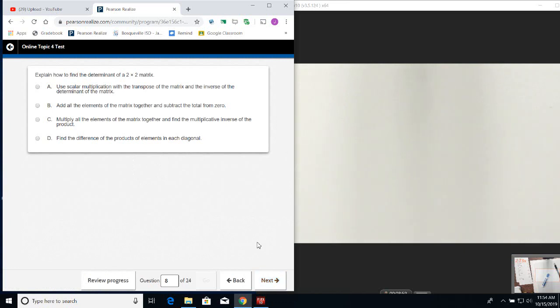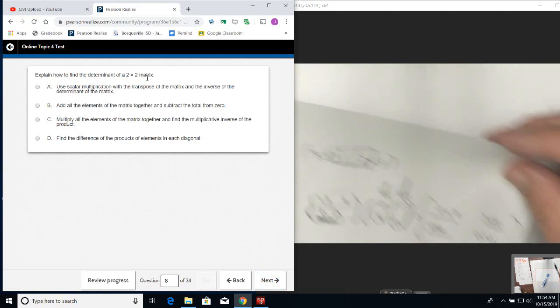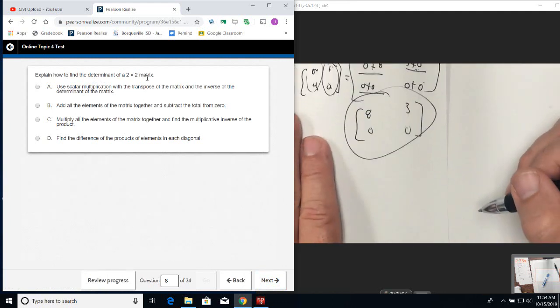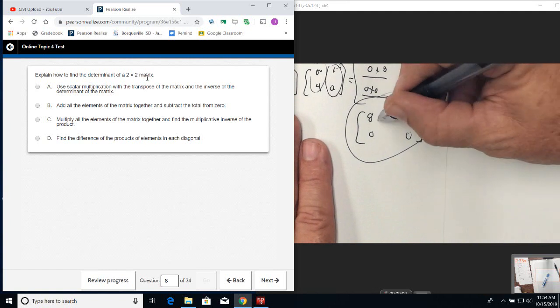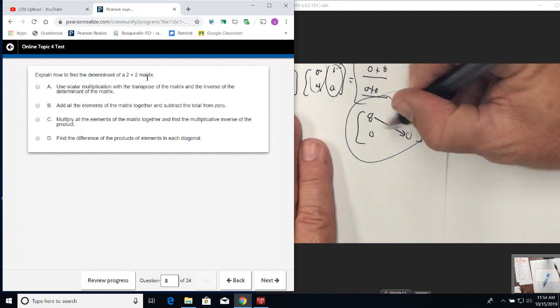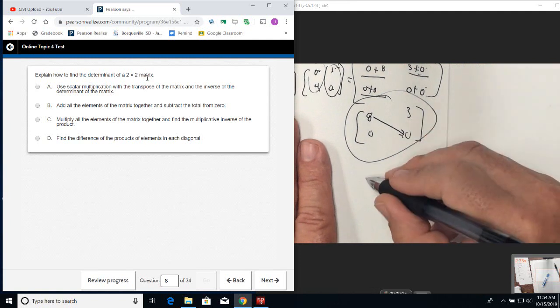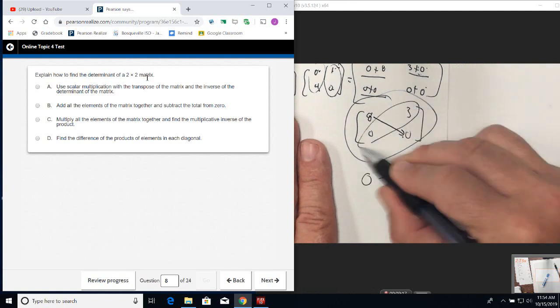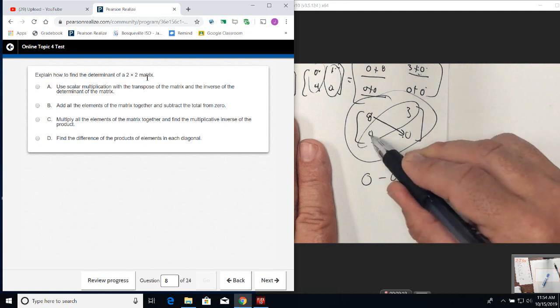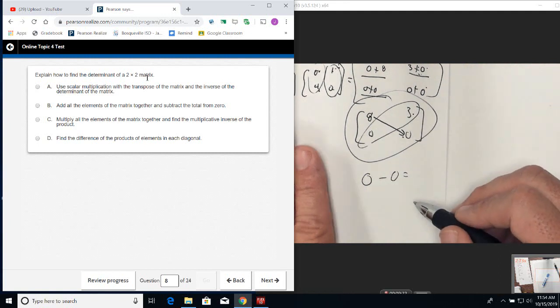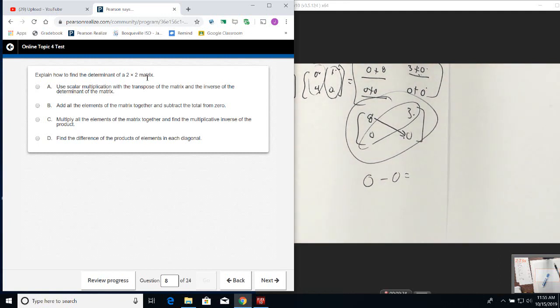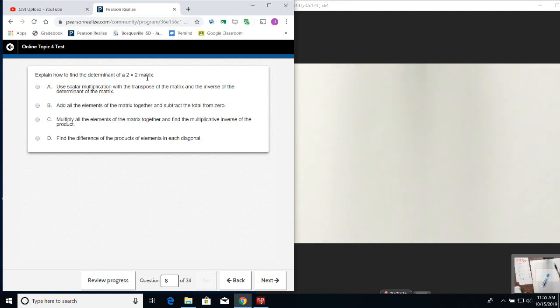Alright, it says, explain how to find the determinant of a 2 by 2 matrix. Well, if I had this 2 by 2 matrix, and if I wanted to find the determinant of it, I'd just take the product of the main diagonal, which is 8 times 0, which would be 0, minus the product of the subdiagonal, which is 0 times 3. So which one basically says you find the difference of the main diagonal and the subdiagonal?